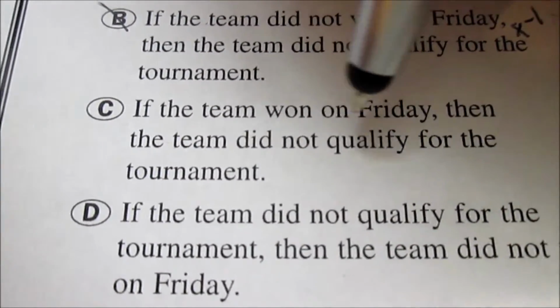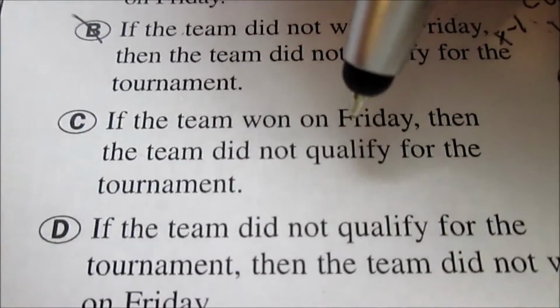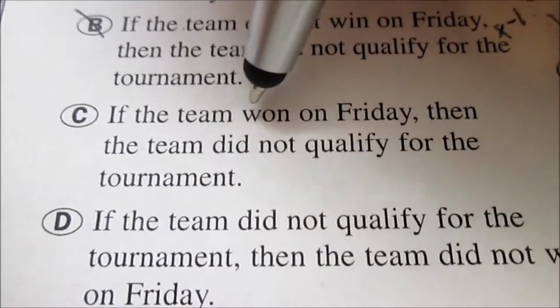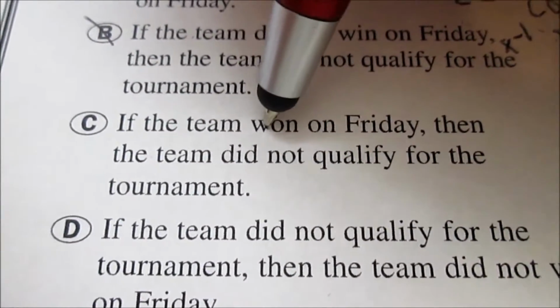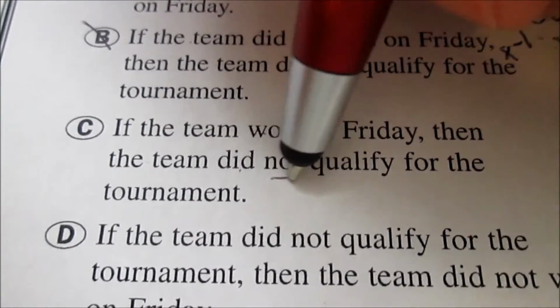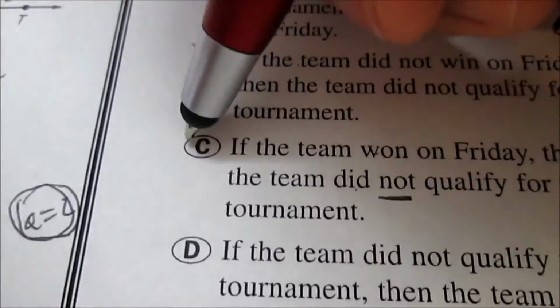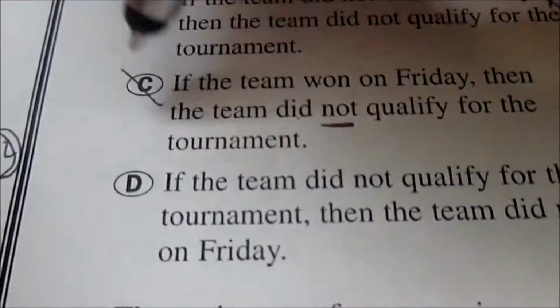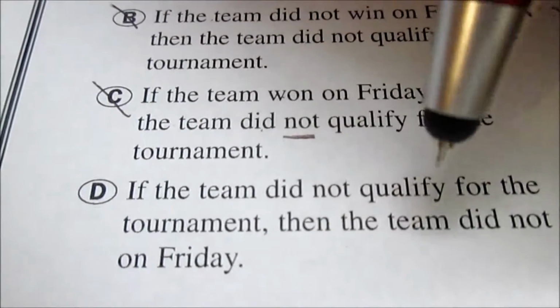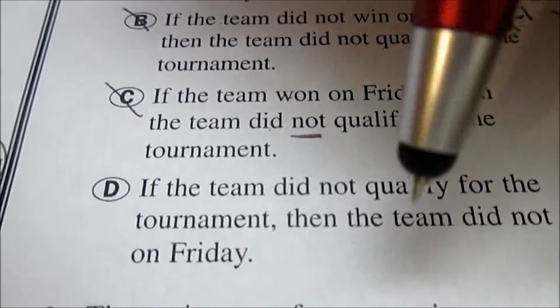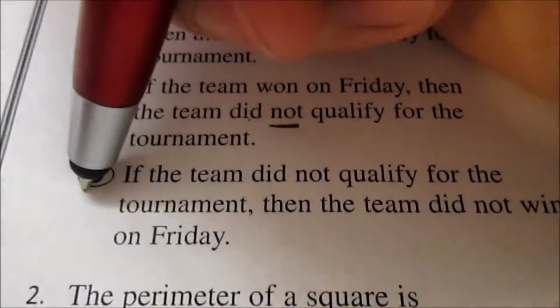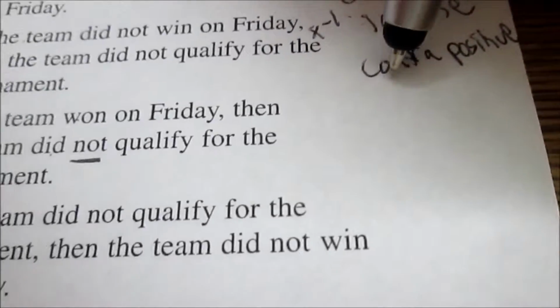C, if the team won on Friday, then the team did not qualify for the tournament. Well, that's kind of inconsistent because the first part is just a regular statement, and the second part is negative, not. So that's not really anything. Scratch that out. And the last one, if the team did not qualify for the tournament, then the team did not win on Friday. That is the last thing, contrapositive.